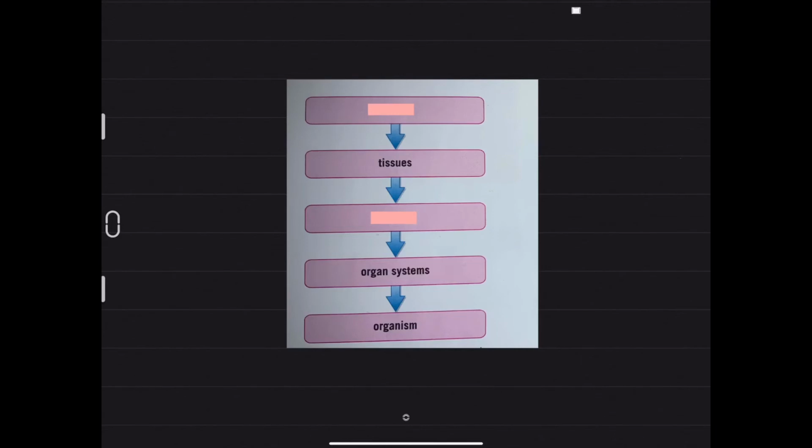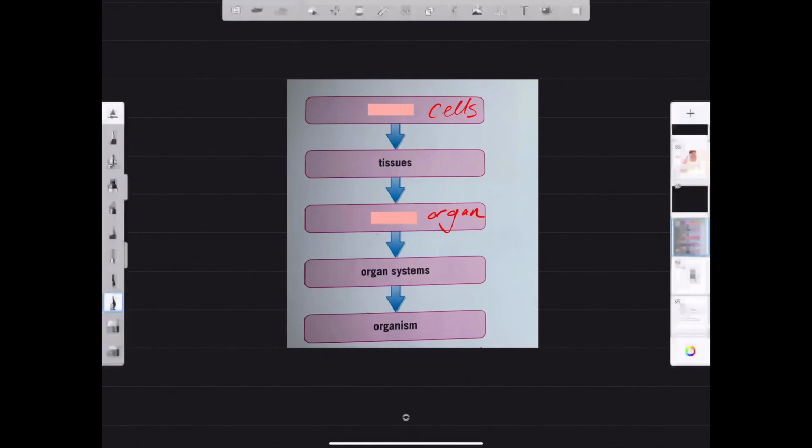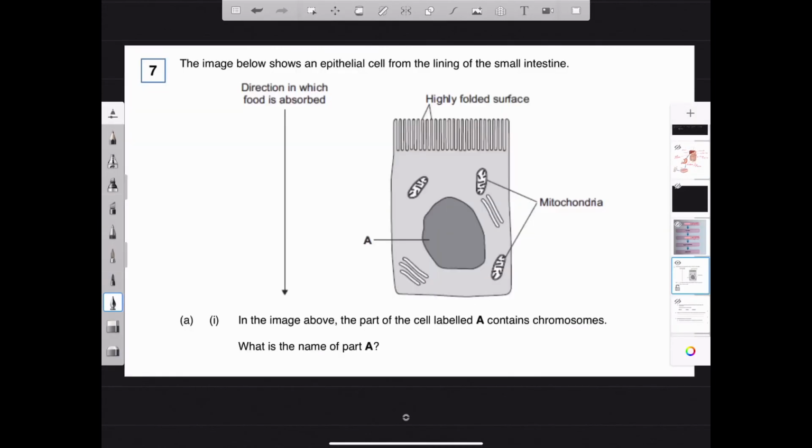Okay, so you should have cells here. These make up tissues. Tissues make up organs, or you can say an organ. Then we have a group of organs making up an organ system, or organ systems. And then we have many systems making up an organism, i.e. a complete organism, be that a rabbit, a human being, a dog or a cat, the organism itself.